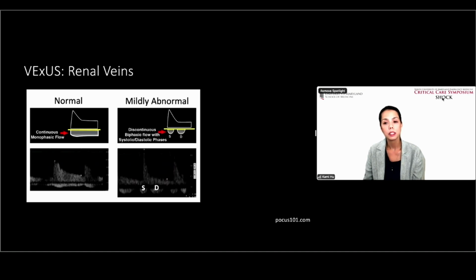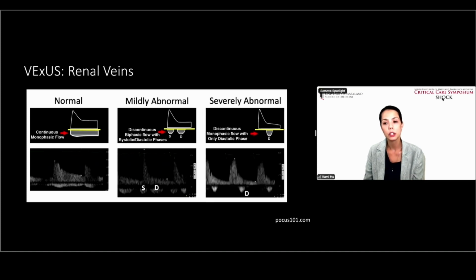Mildly abnormal gives you a little bit more discrete bumpiness in that bottom waveform, again the venous being below the baseline. And then severely abnormal, indicating more renal congestion, you really start to lose that monophasic flow and you get just that diastolic right at the end of that pulsatility there, very discrete.